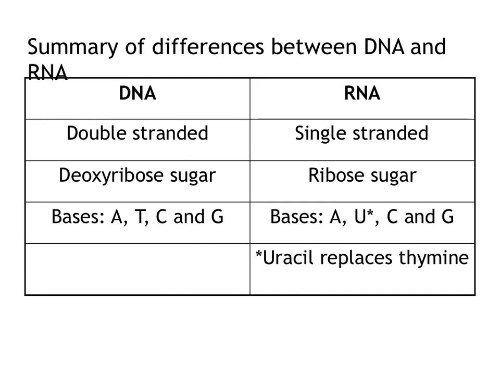So, a summary of the differences: DNA is double-stranded, RNA is single-stranded. DNA has a deoxyribose sugar, RNA has got a ribose, and the bases in DNA are A, T, C and G, whereas in RNA there are A, U, C and G, and the uracil there is replacing the thymine.